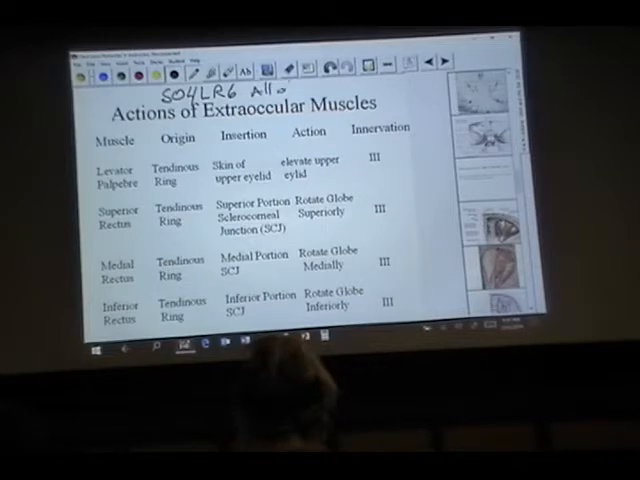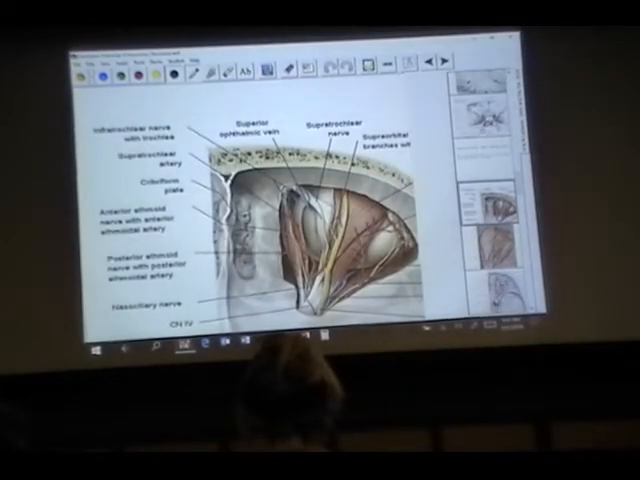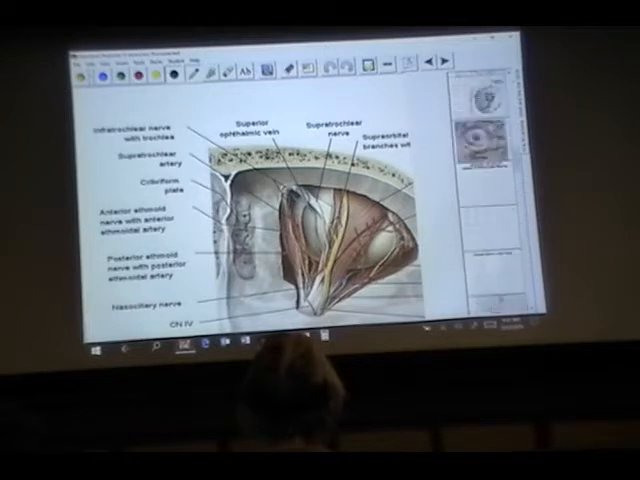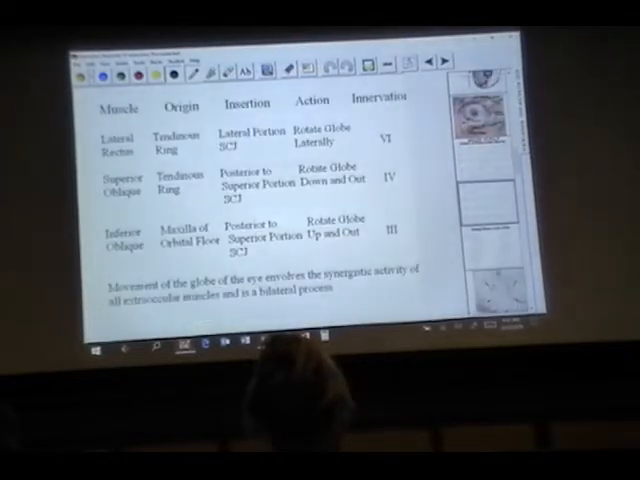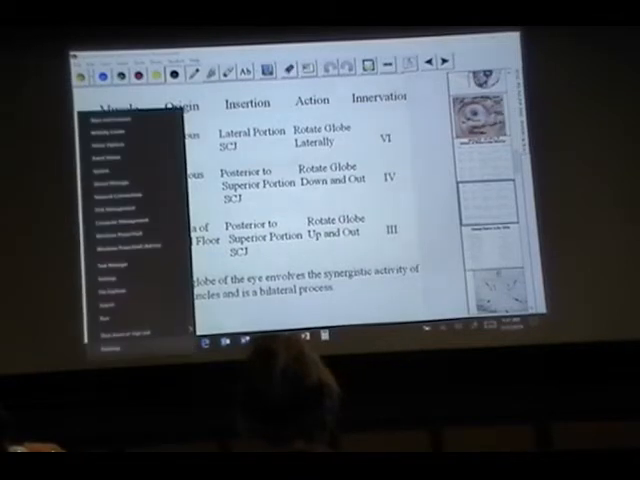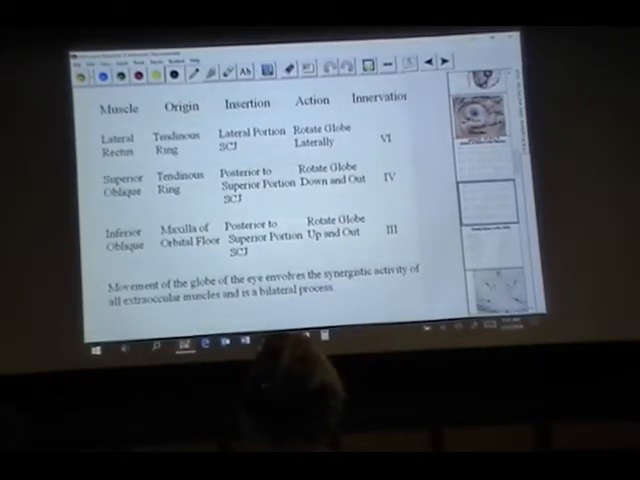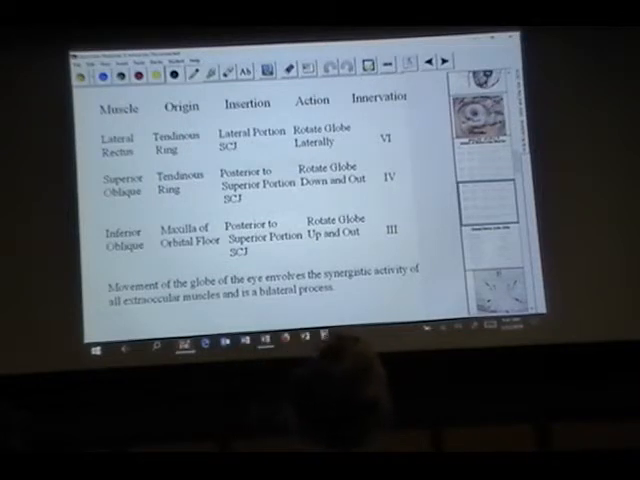All others are innervated by 3. SR6, LR4, all others by 3. Movement of the globe of the eye needs synergistic activity of the muscles in order to focus. If anything gets in the way of that, we're going to have double vision.